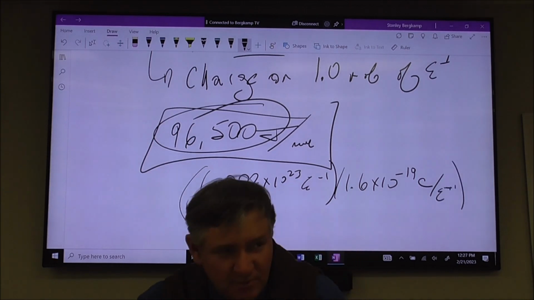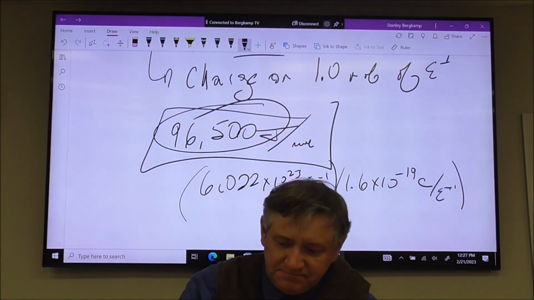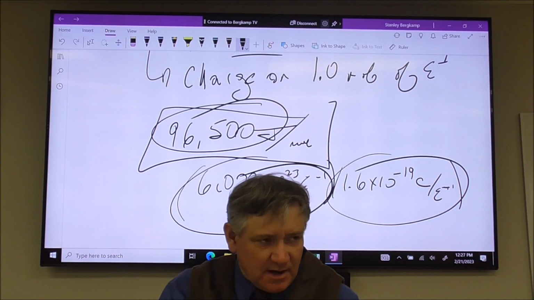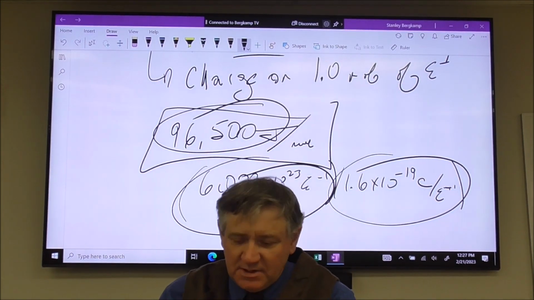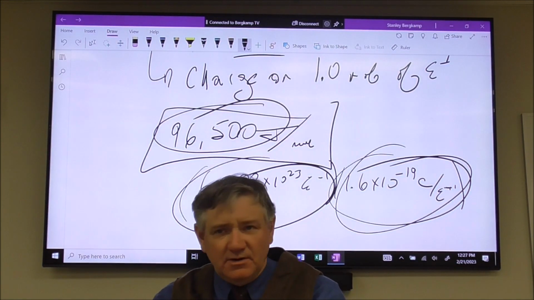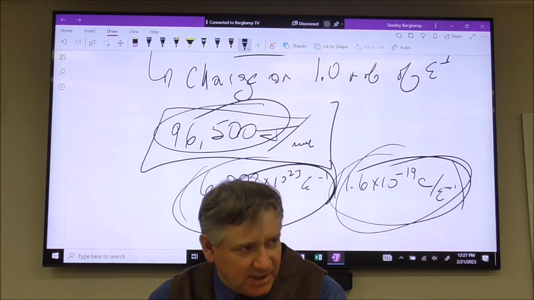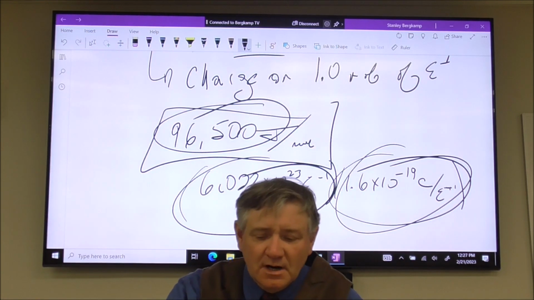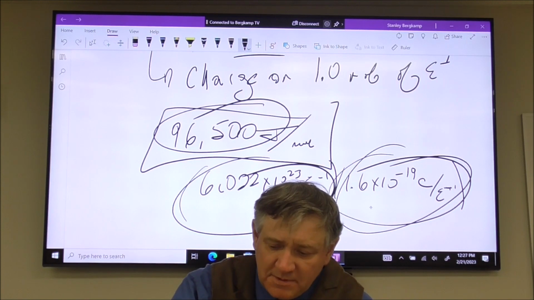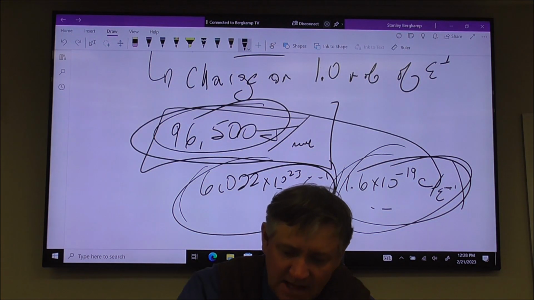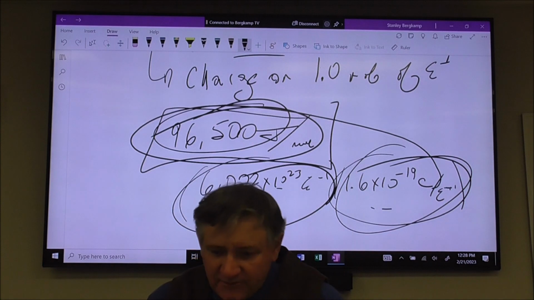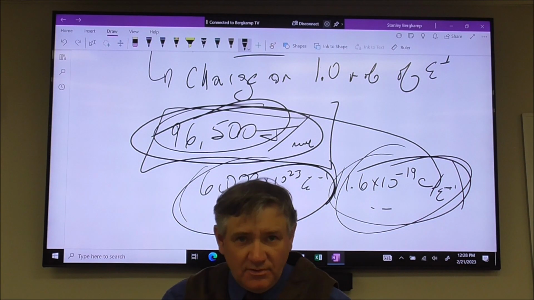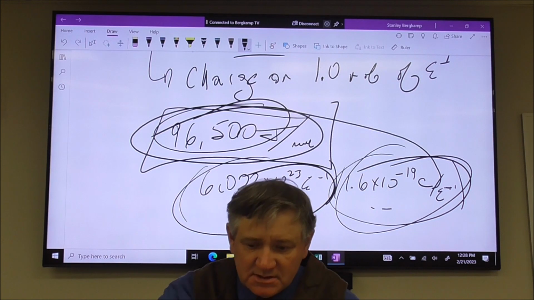So if you multiply these two numbers together, here's the number of electrons in 1 mole, and this is the amount of charge on a single electron or proton. And no, I'm never going to expect you to know that number. It's just a number, and Faraday's constant is on your sheet. You don't have to memorize that. So when you multiply these two numbers together, that's how you get that 96,500. So that's the total amount of charge there is on 1 mole of electrons.